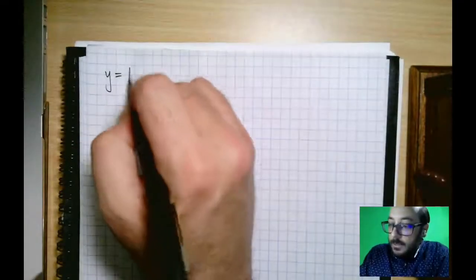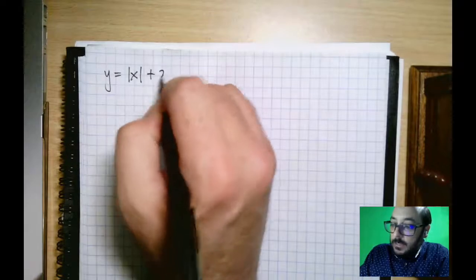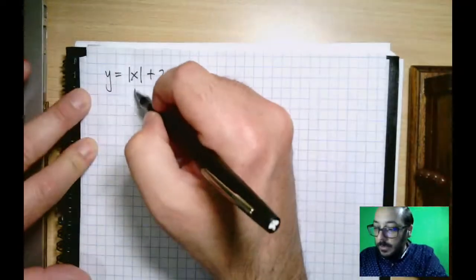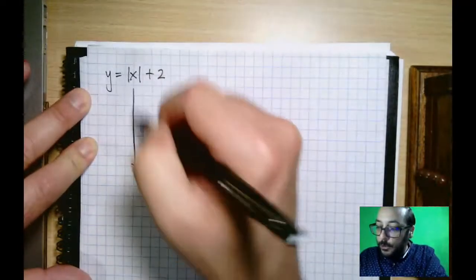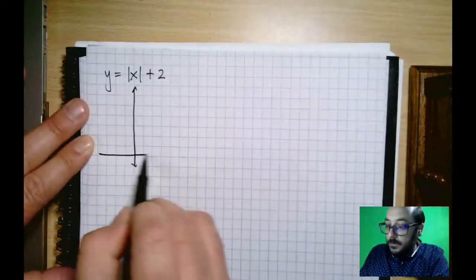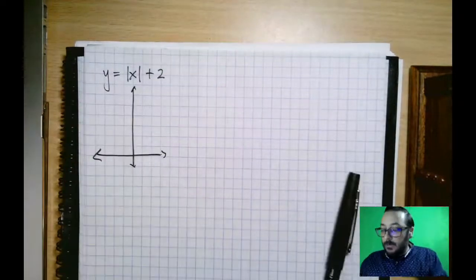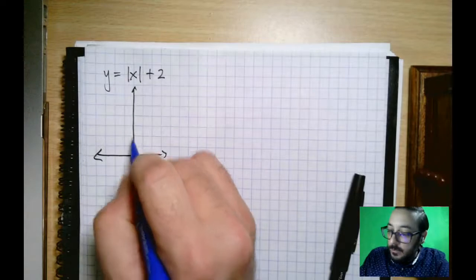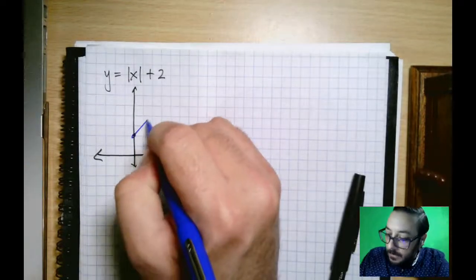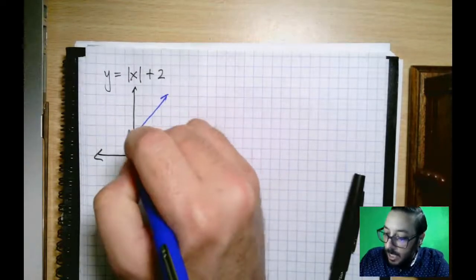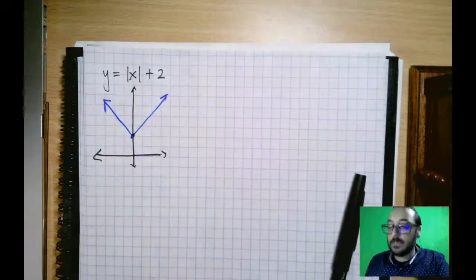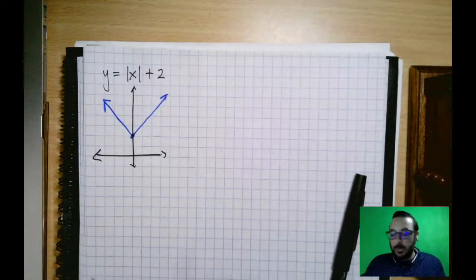How about y equals the absolute value of x plus 2? Well, this is a vertical translation. So I'm just going to take the original and go up 2 units, and everything else is the same. The shape of the graph is exactly the same. I haven't changed the shape of it in any way.